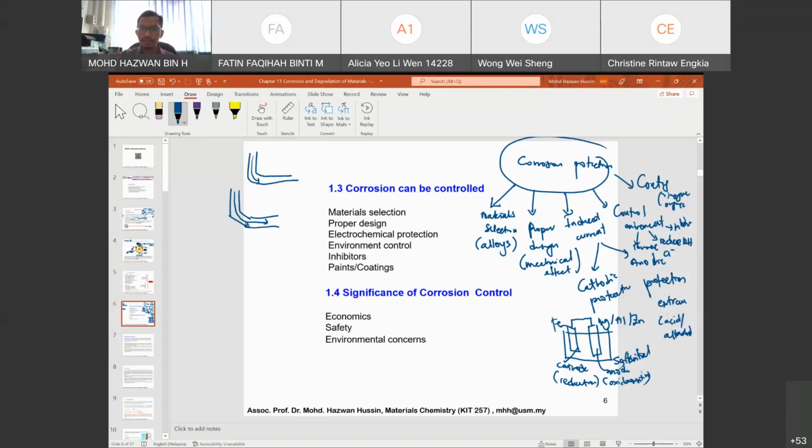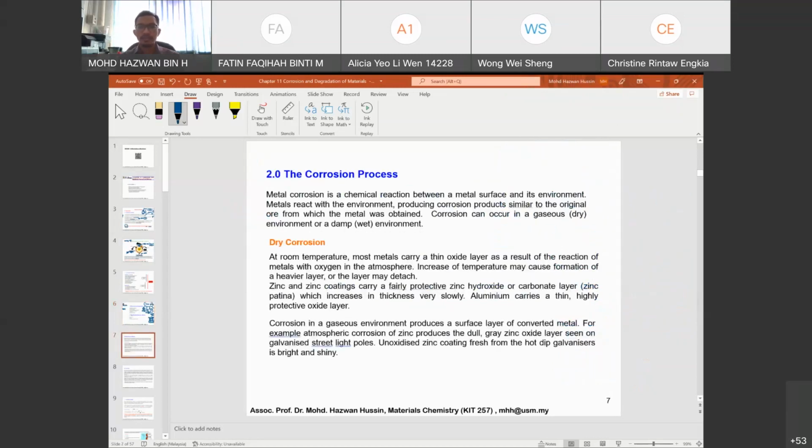Right, so moving on to the corrosion process, we still look into the definition and the categories of corrosion. By definition, it is the chemical reaction between the metal surface and the environment, but it can occur in dry conditions and also wet conditions. So we can categorize it as dry corrosion or wet corrosion. Dry corrosion means the corrosion process occurs in the presence of gas or vapor.